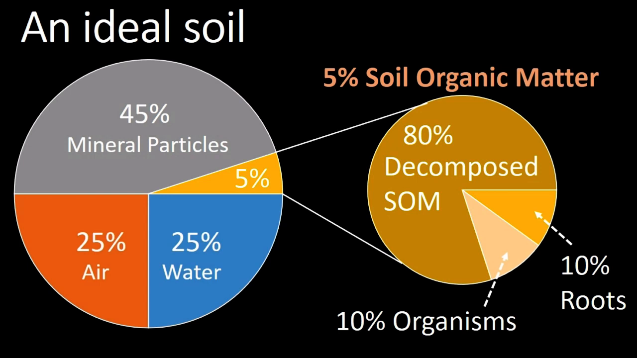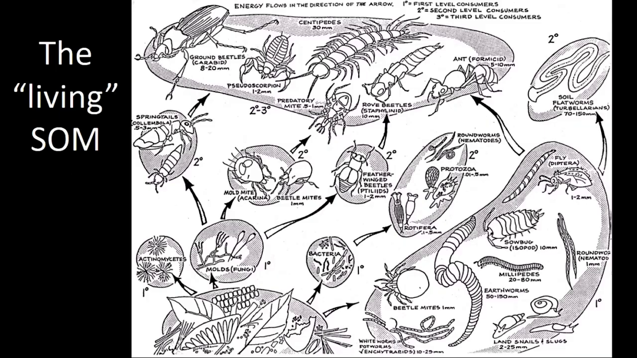But out of that 5%, 80% of it is well-decomposed organic matter. That used to be called humus. Now that term is kind of being phased out. And then the other 20% of it can be split up by living roots and organisms. And I'm going to focus mostly on the living organisms in the soil, but that's not to neglect that roots are important. And actually all that decomposed soil organic matter is also important and has an important soil function.